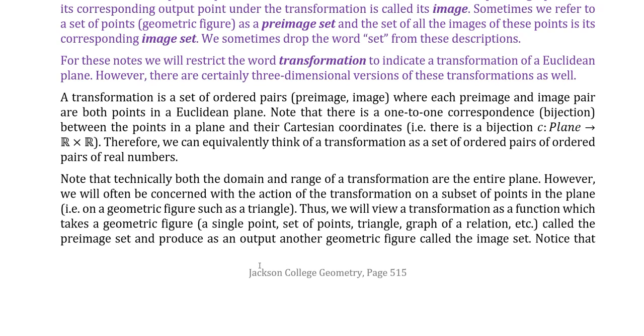However, we will often be concerned with the action of the transformation on a subset of the points in the plane, like on a specific geometric figure, such as maybe a triangle. In fact, a lot of times we'll be looking at what it does to a triangle. And thus we can view a transformation as a function which takes a geometric figure, a single point, a set of points, a triangle, a graph of a relation, something like that, called the preimage set, and produces as an output another geometric figure called the image set.